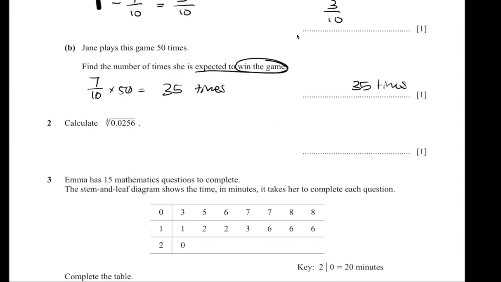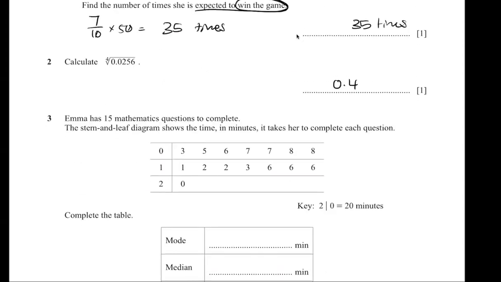Calculate this one here. Just type it in your calculator and you should be able to get 0.4. If you don't know how to write this one in your calculator, you can just write 0.0256 to the power of 1/4.